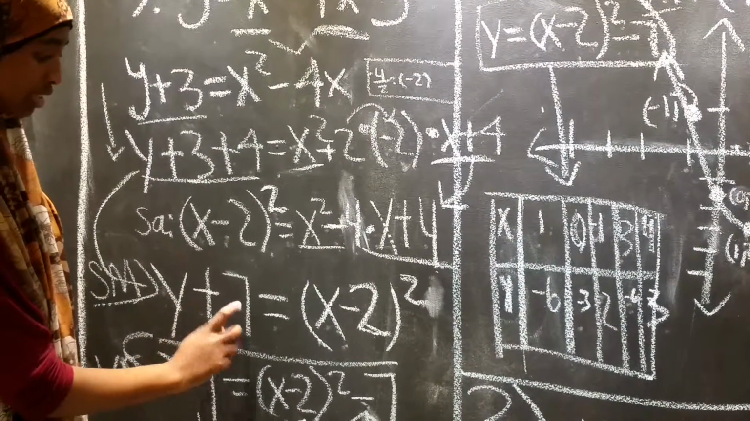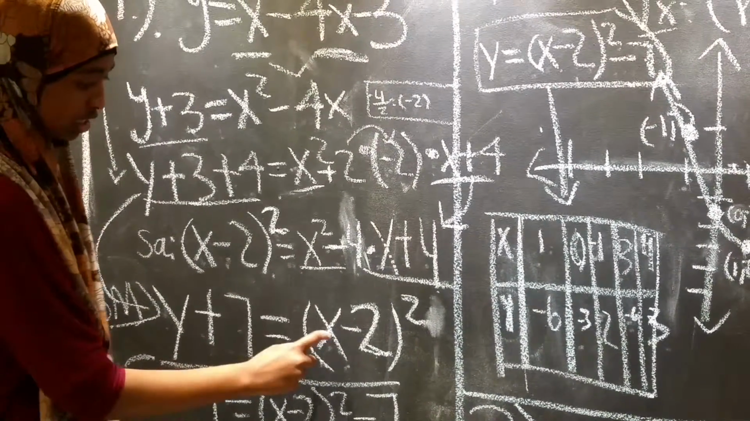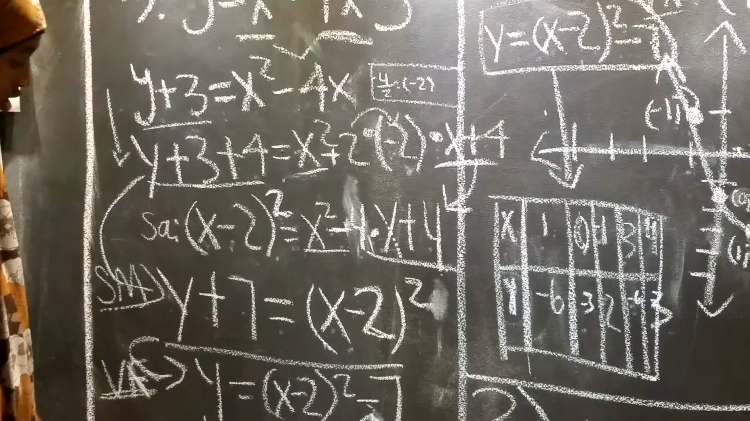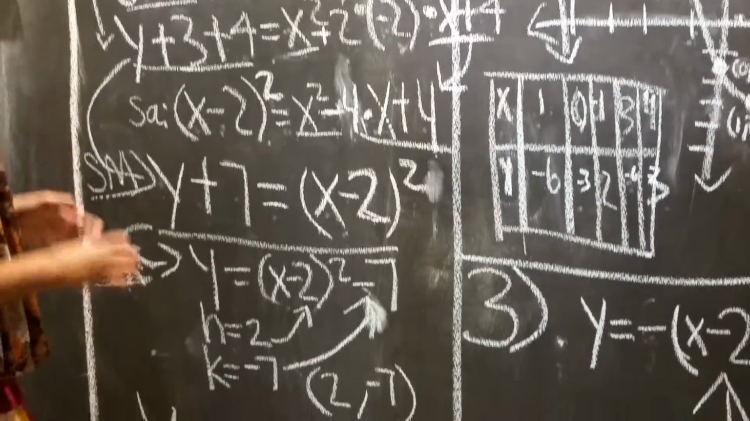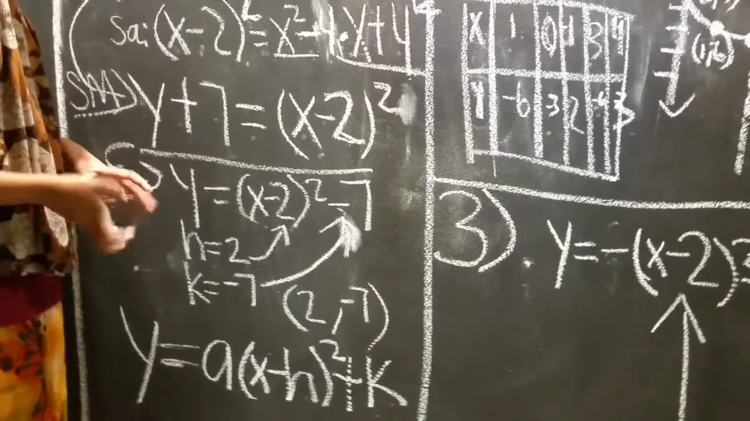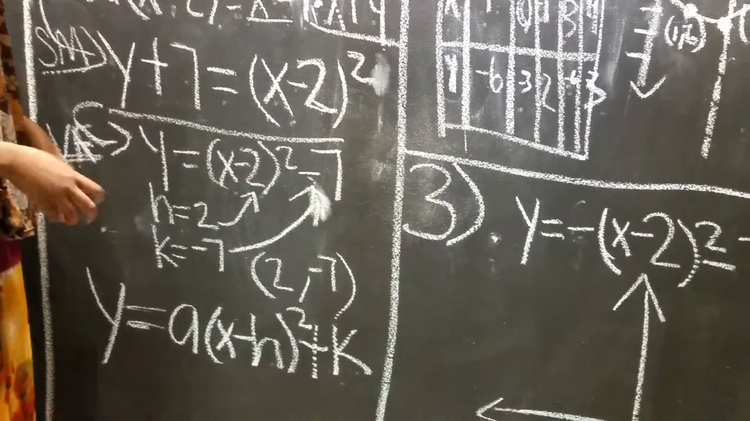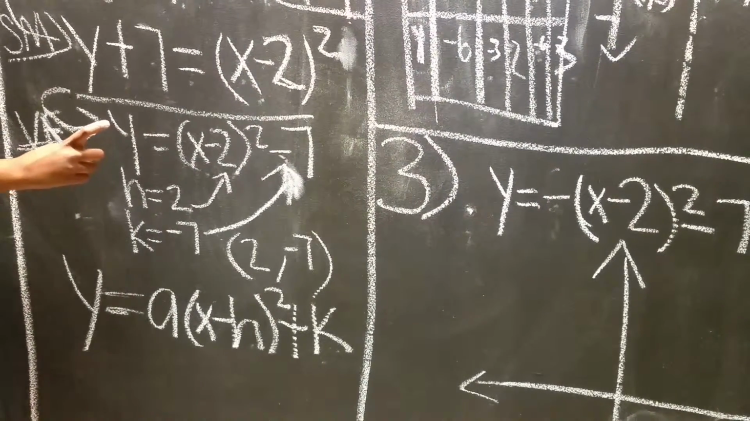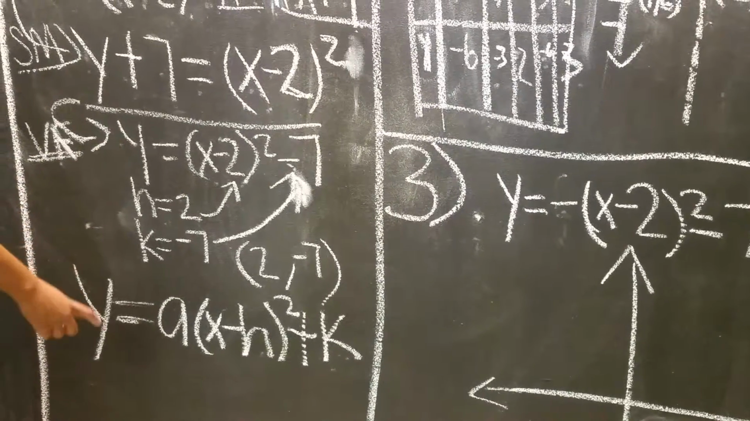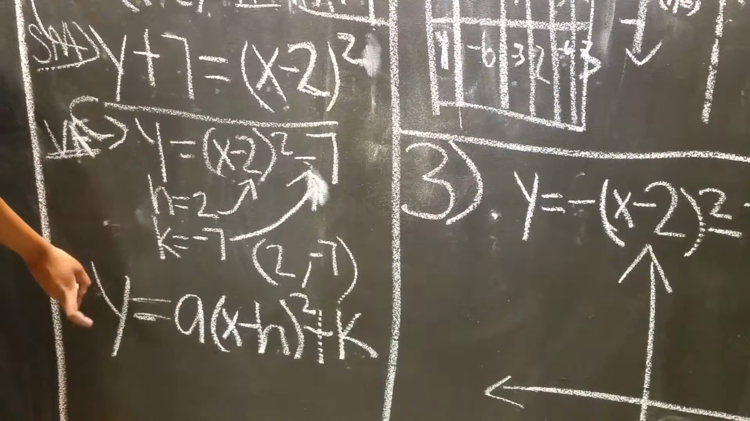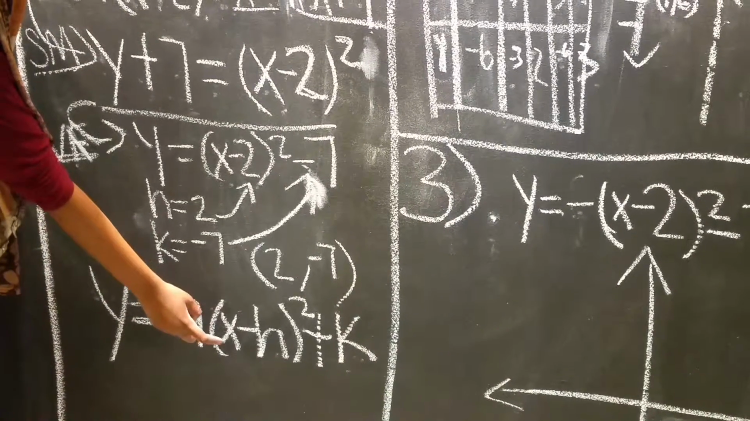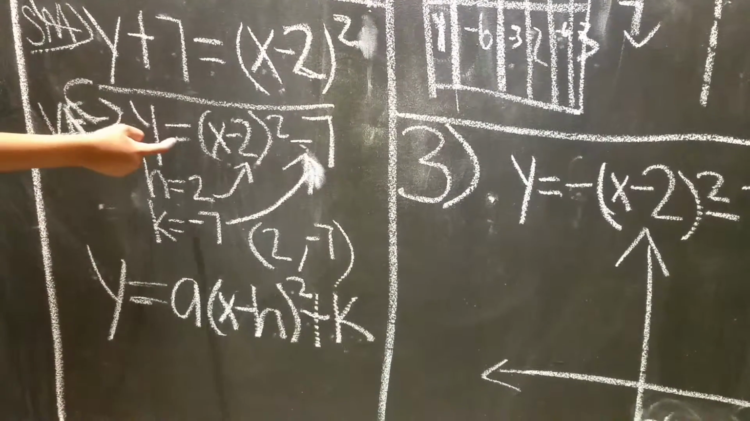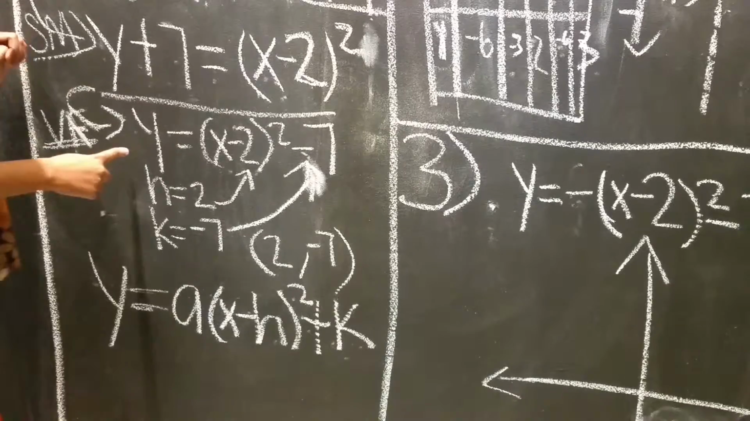So you do y plus 7 equals negative parentheses x minus 2 squared. And now we have to put it in vertex form. By doing that, we have to use this equation, which is y equals a parentheses x minus h squared plus k.